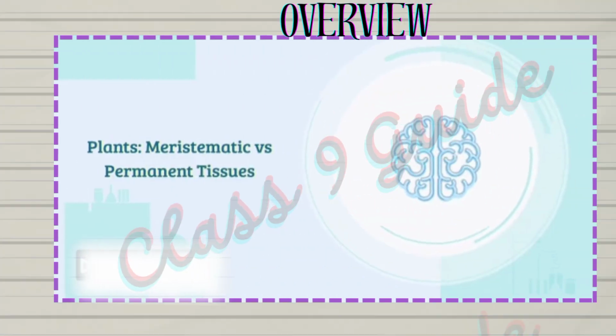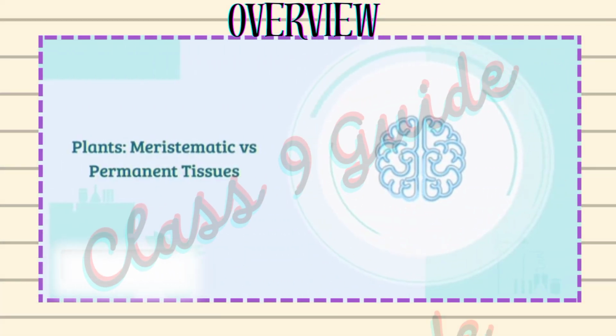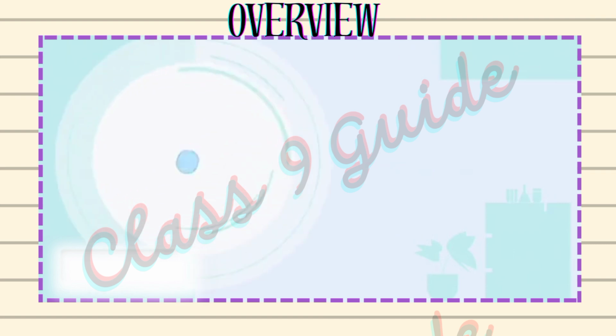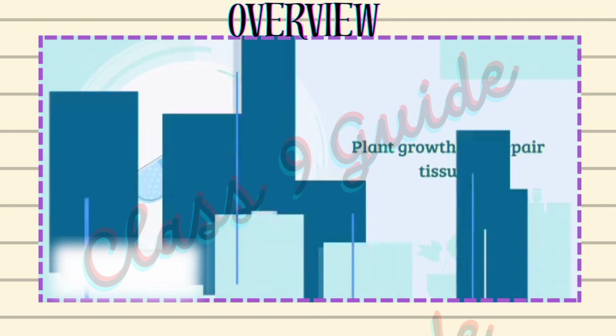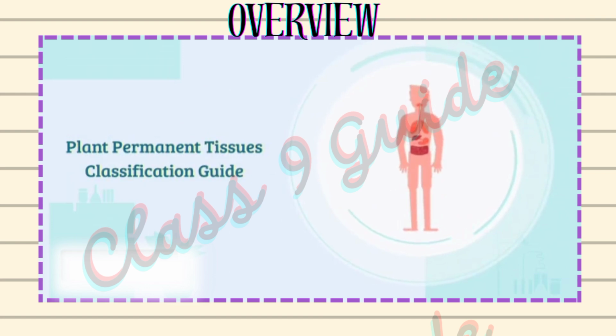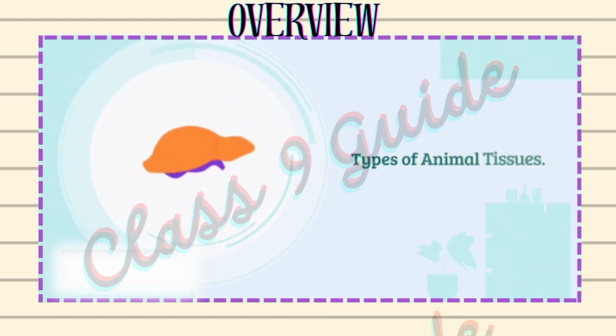Welcome to our video on tissues. In plants, tissues can be divided into meristematic and permanent tissues. Meristematic tissues are responsible for growth and repair in plants. Permanent tissues in plants include simple and complex tissues.